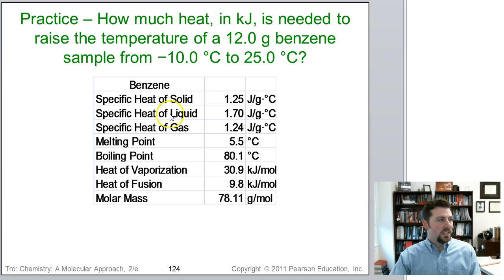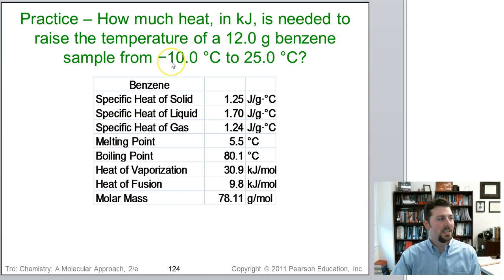Okay, so we've got specific heats of solid, liquid, and gas, the melting point, the boiling point, delta H of vaporization and of fusion, and we know the molar mass, so we don't even have to go and add that up from the periodic table. How many grams per mole, which is going to be important for us because we only know that we have 12 grams. Okay, so we're going to take it one step at a time, starting at minus 10.